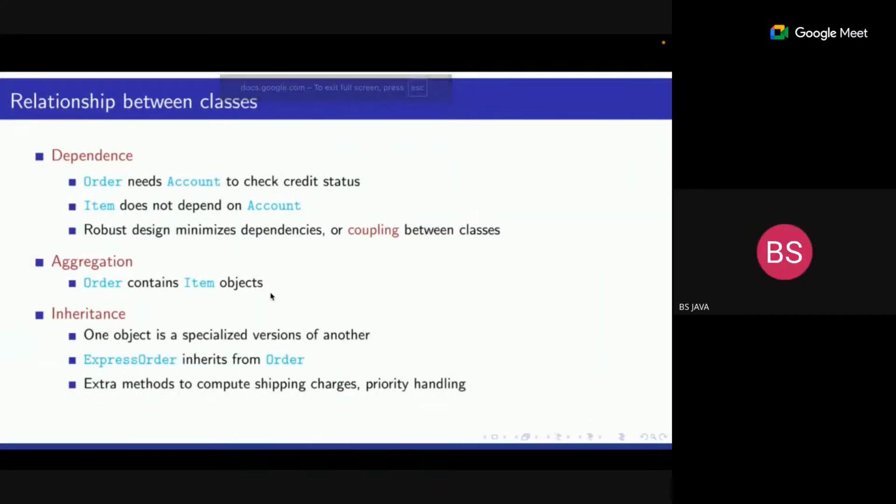Okay. The next one is aggregation. What is aggregation? Order contains Item objects. So one class containing another class's objects. So that is aggregation.